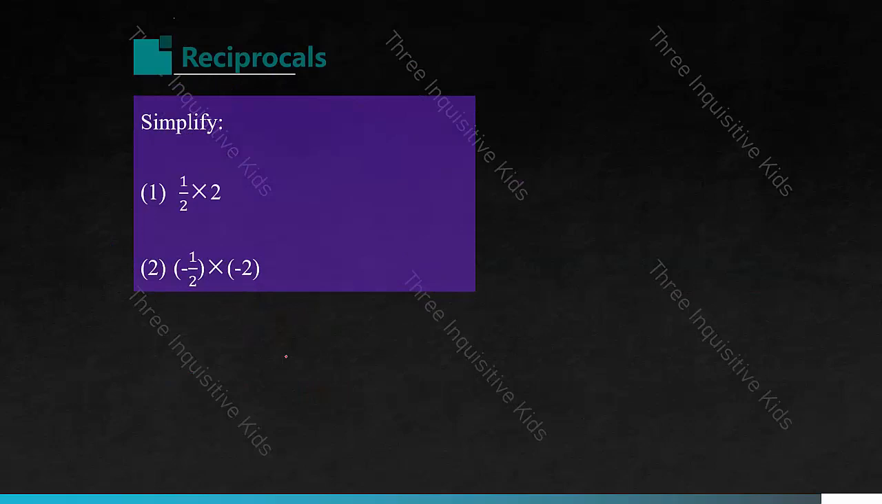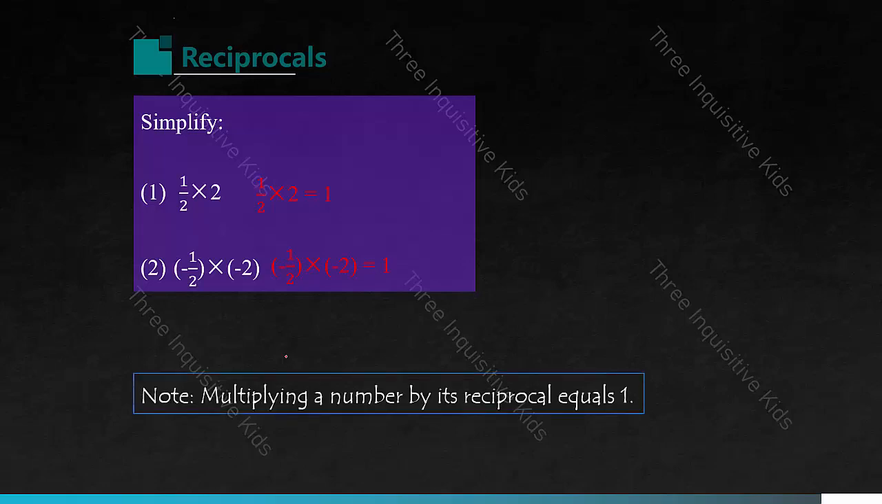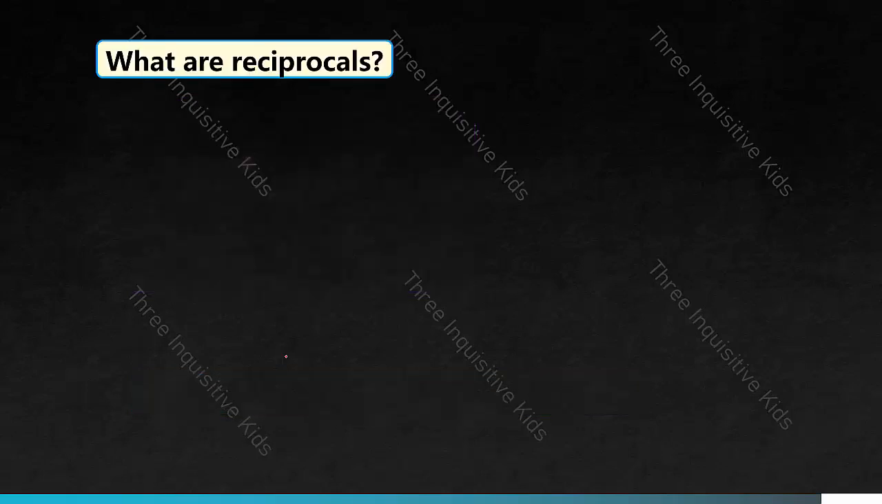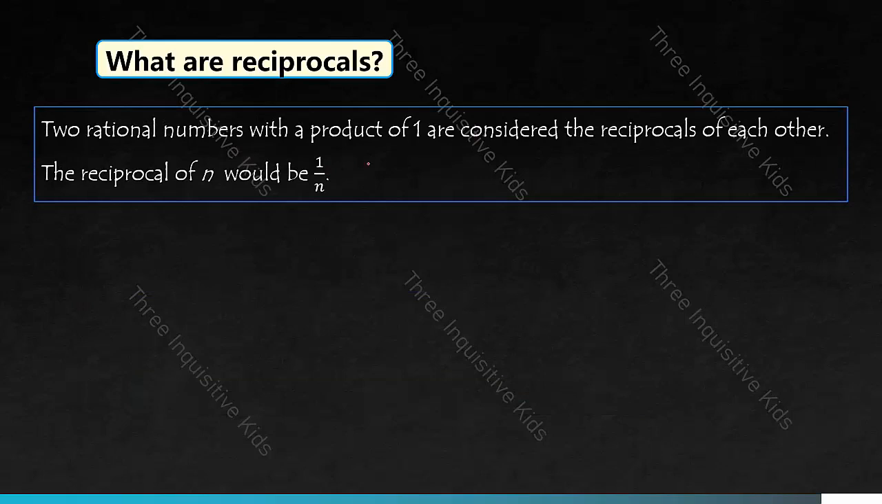So what are reciprocals? I want you to simplify these two expressions. 1/2 times 2 equals 1. And negative 1/2 times negative 2 equals 1 as well. Multiplying a number by its reciprocal equals 1. So maybe now you're starting to get an idea of what reciprocals are. Two rational numbers with a product of 1 are considered reciprocals of each other.